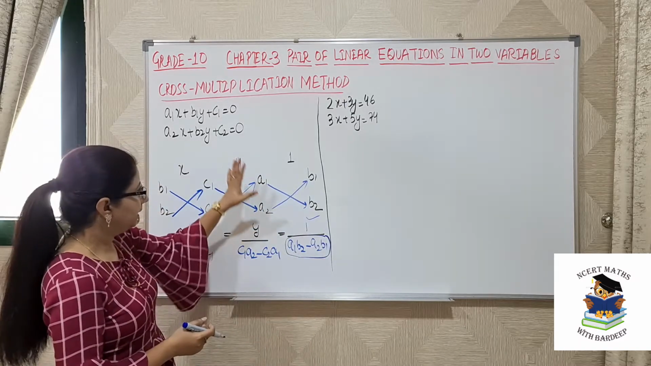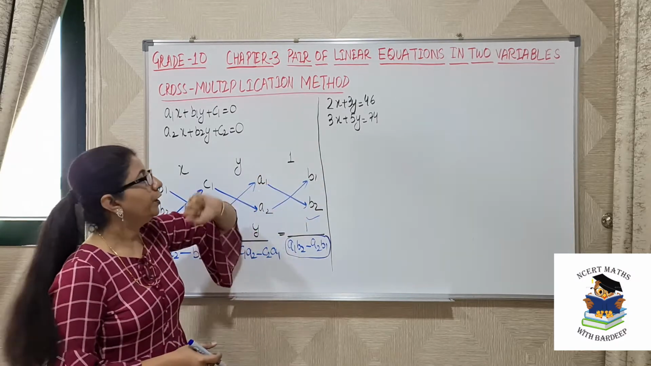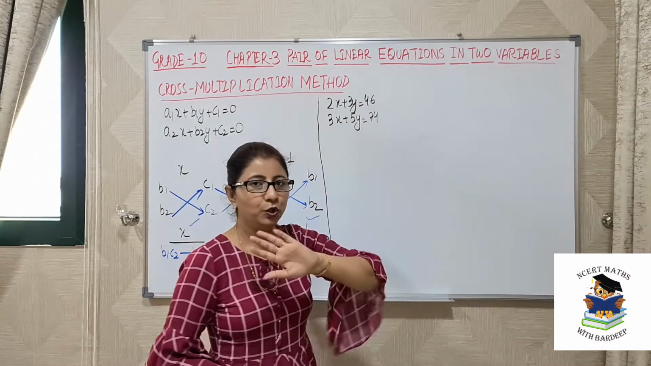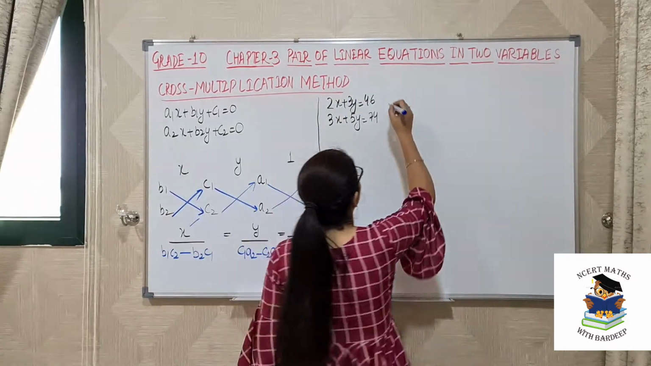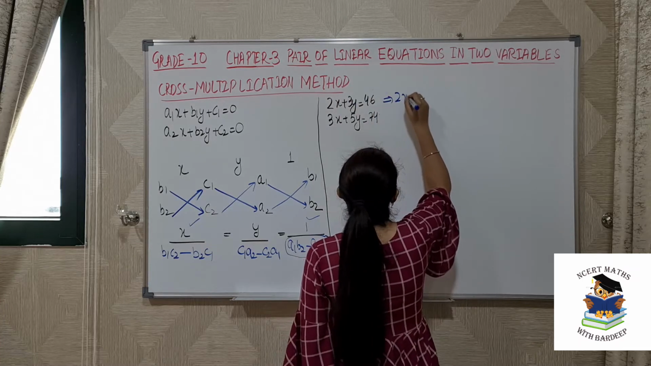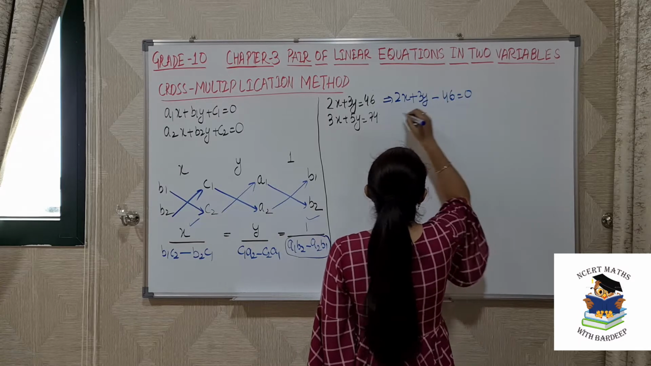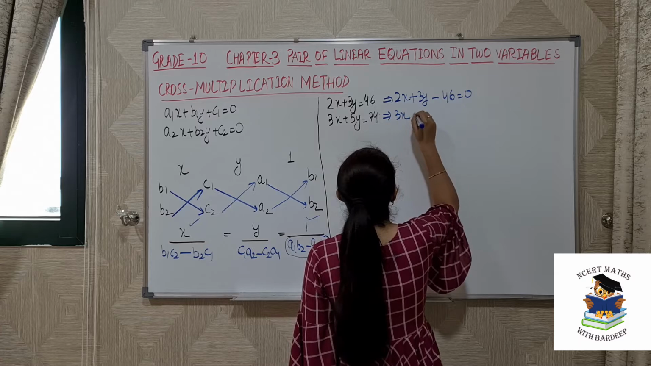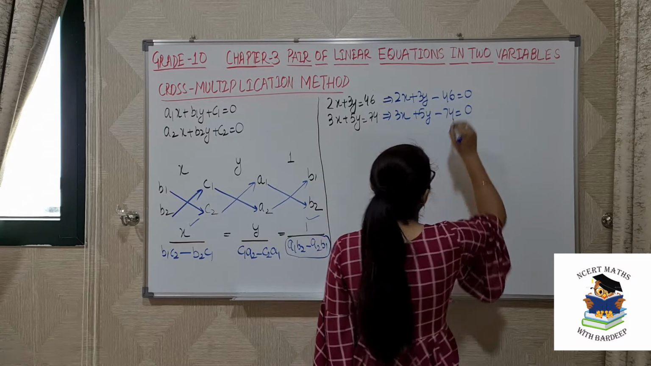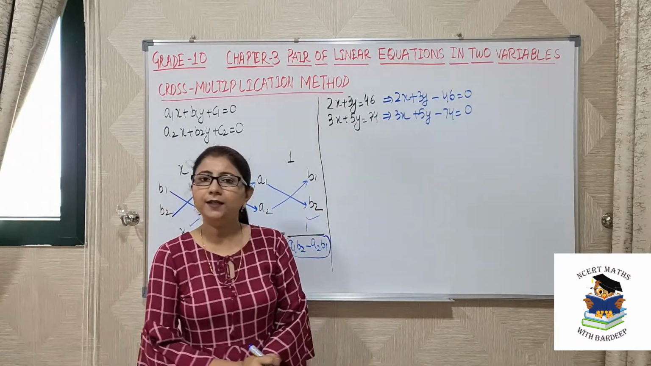Okay, so let's solve this with one example. Two equations are given to us. What is my first step? The right hand side should be 0. Here the right hand side is not 0, so I will make it 0 by shifting 46 and 74 to the left hand side. So 2x plus 3y minus 46 equals 0, and 3x plus 5y minus 74 equals 0. So after the first step, the right hand side is made 0.